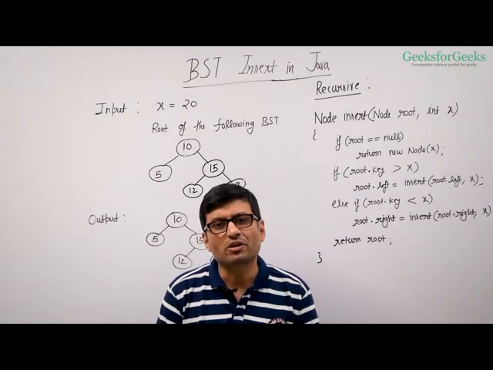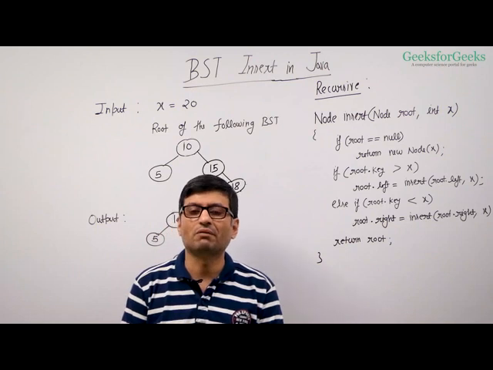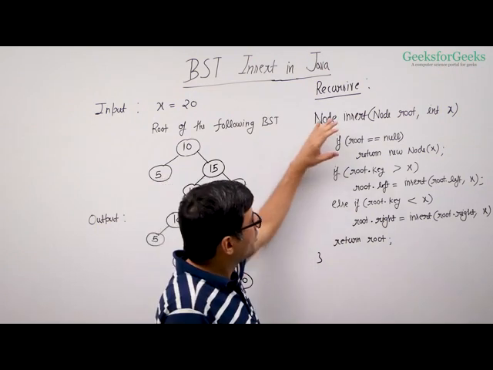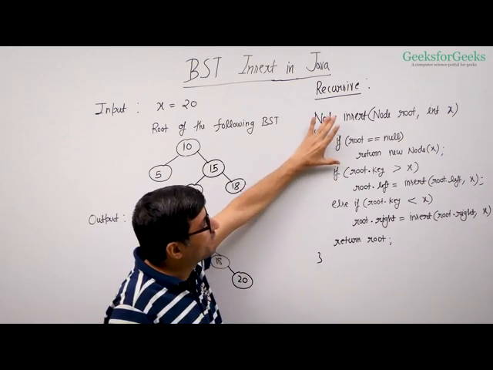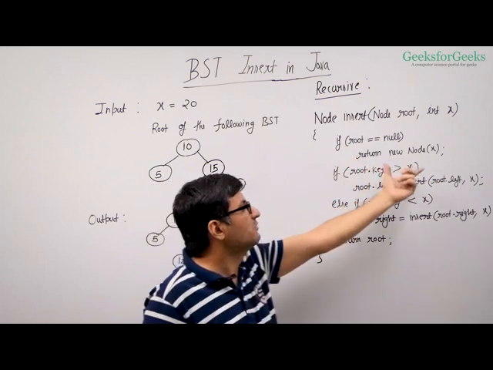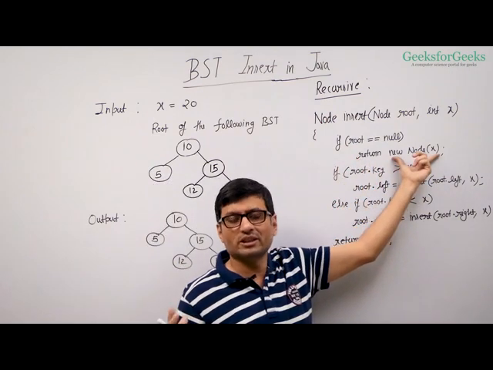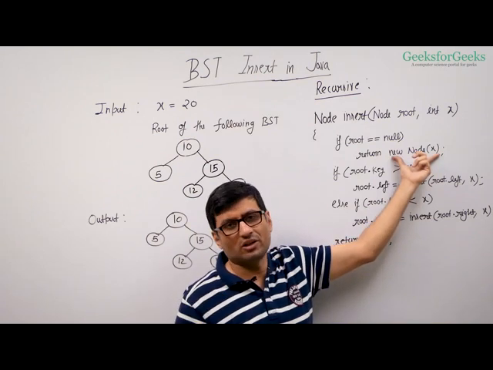Let us talk about recursive Java implementation for inserting a value in a binary search tree. If you take a look at this code, the base case is very clear. If somebody passes an empty tree, then we simply create a new node, and that's the node which is going to represent the new root. We simply return this new root as the return value.